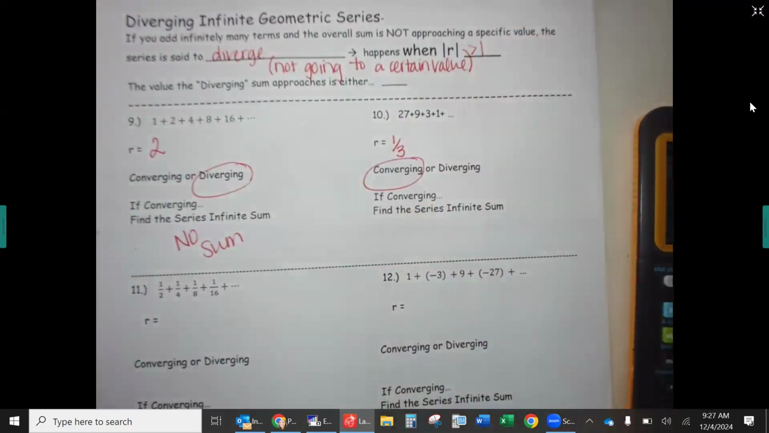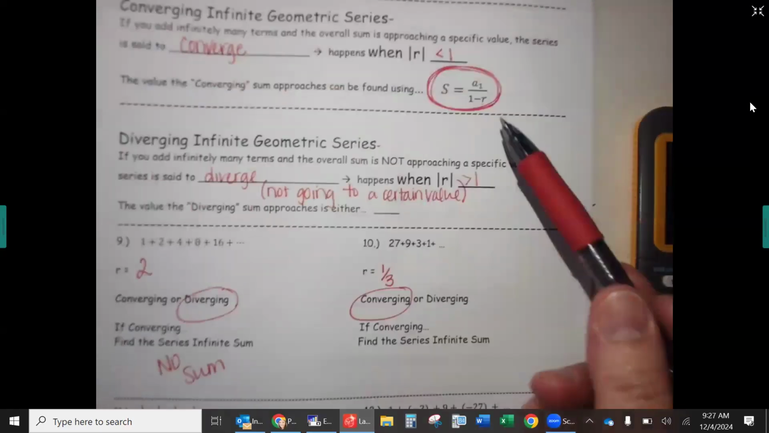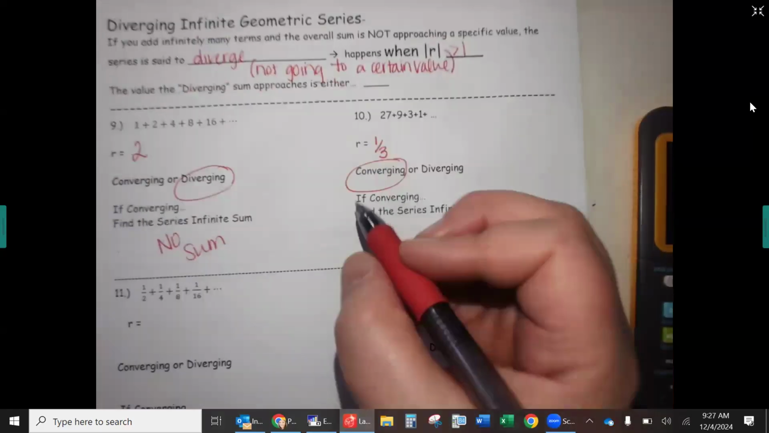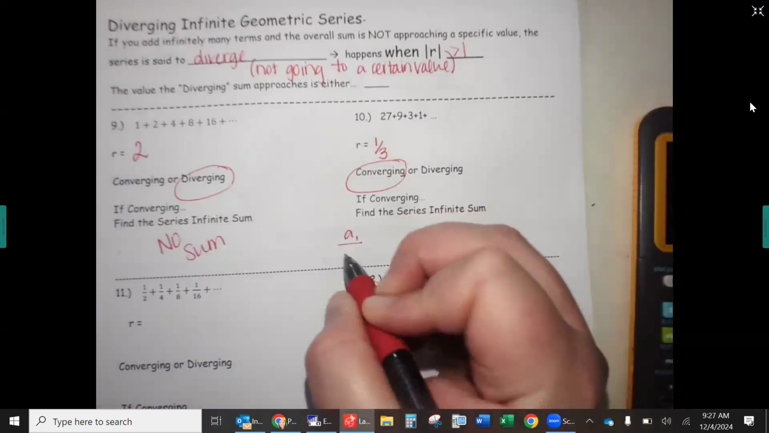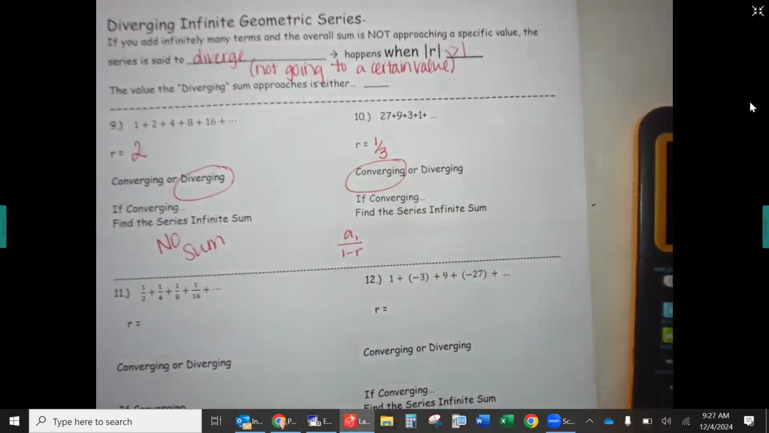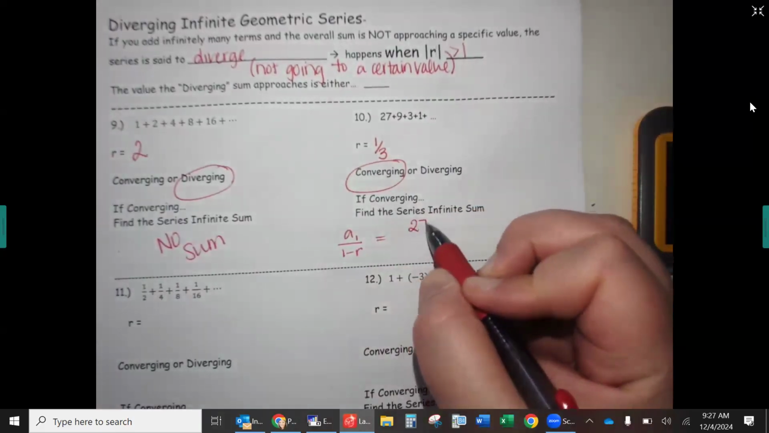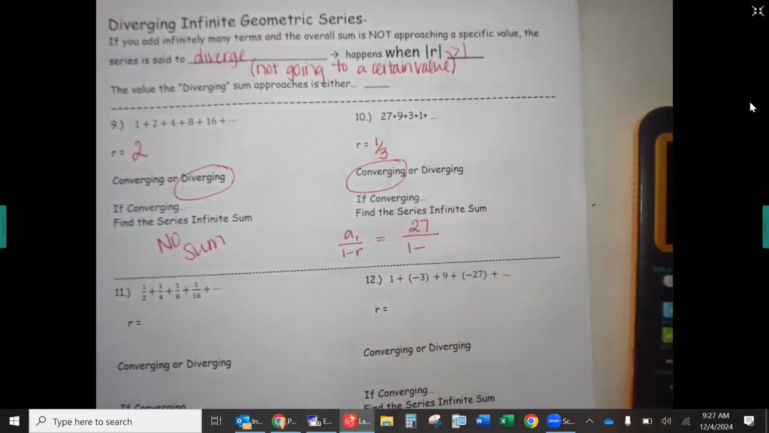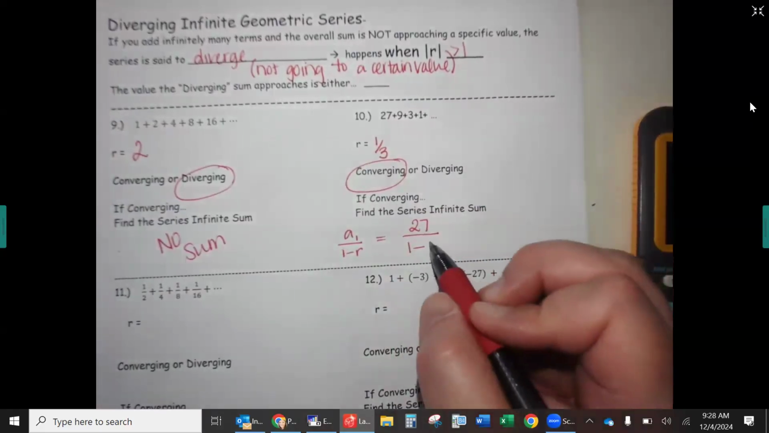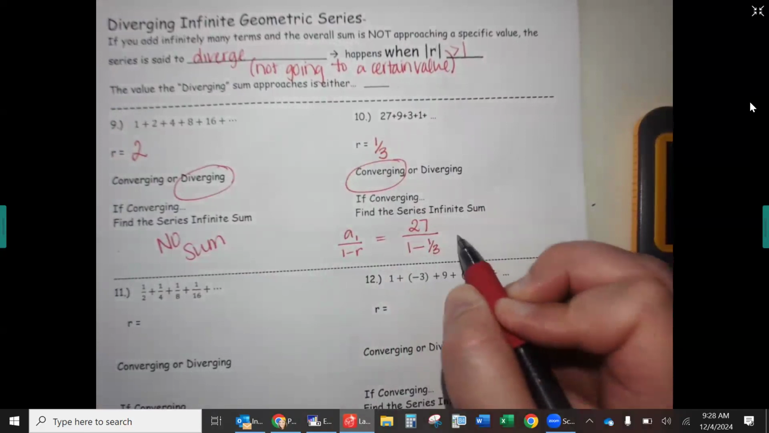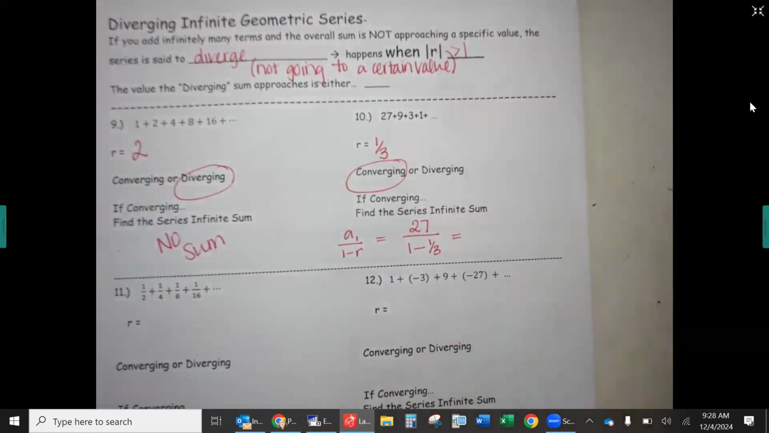And that means that even if I let my list go to infinity, my numbers are going to be approaching one specific sum. So we're going to use this formula right here to find it. So it says A1 over 1 minus R. What does A1 stand for? First term, which is what number? 27 over 1 minus R, your ratio, which is what? 1/3. And then just type it into the calculator.